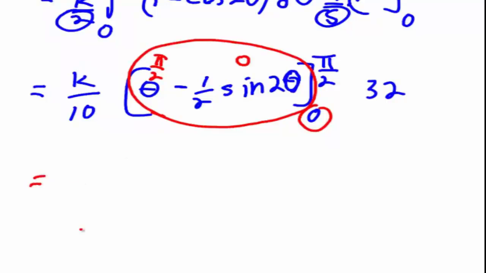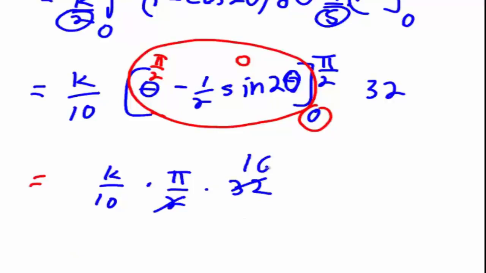So I have k over 10 times pi halves times 32. So that's 16k pi over 10, or 8k times pi over 5.